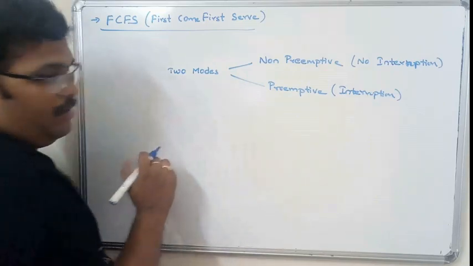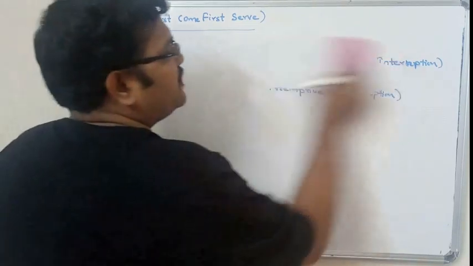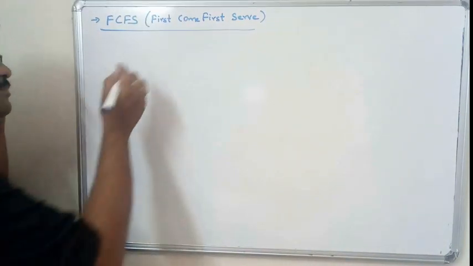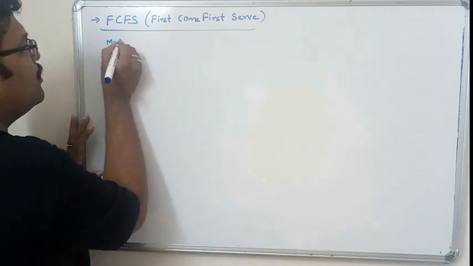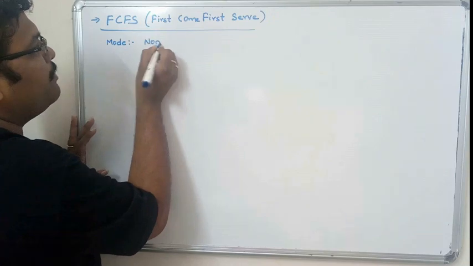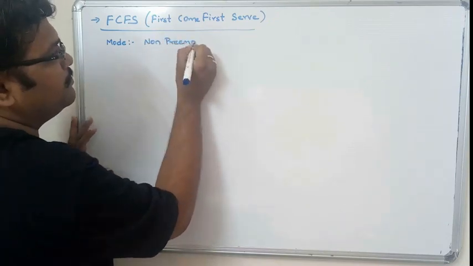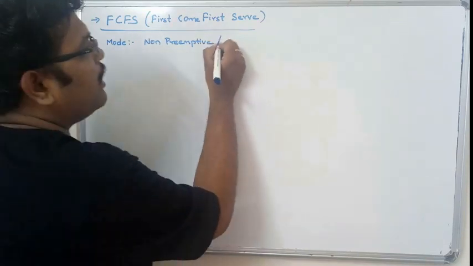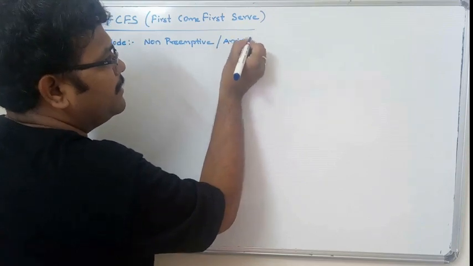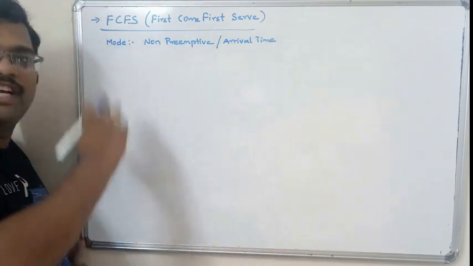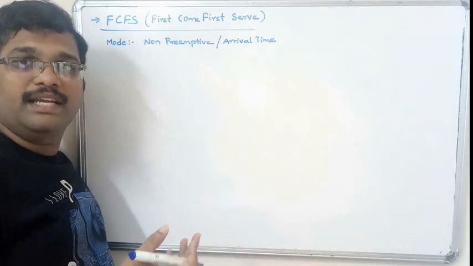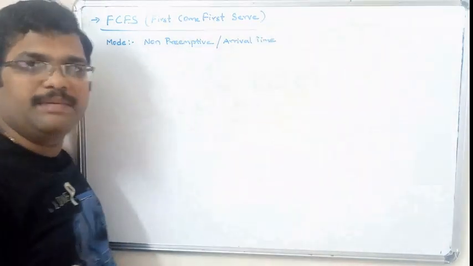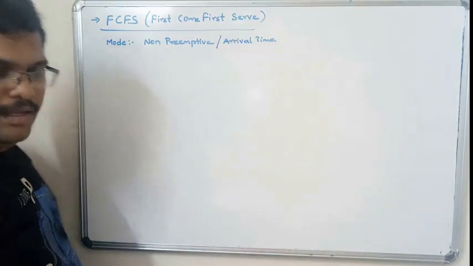Now, let us see the FCFS, the first come first serve. Here we are using the mode non-preemptive, right? And the criteria is arrival time. So based upon the arrival time, we will schedule the process. That's what we are saying: whichever process first enters into the ready state, that process will be allocated to the CPU. That is called arrival time, right?